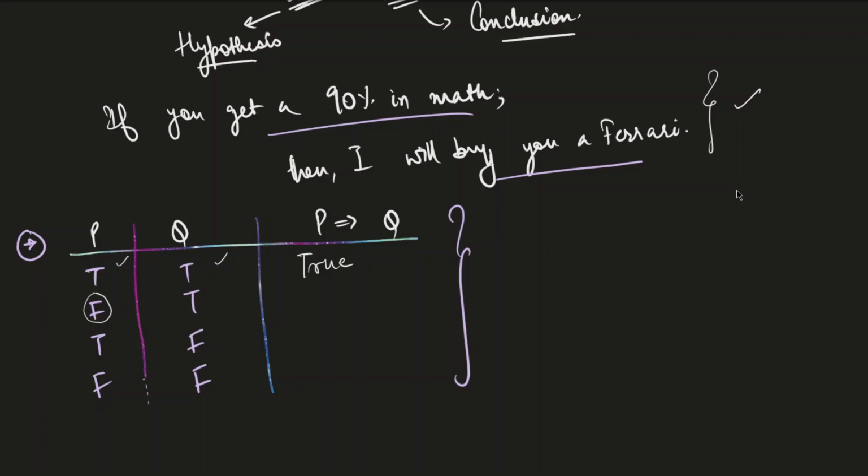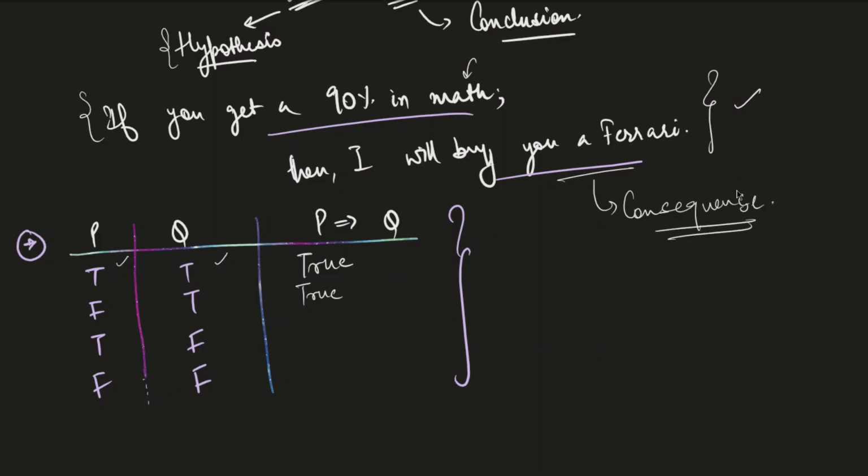If you don't get the 90% but I still buy you the Ferrari, the promise never actually happens because the hypothesis does not happen. So this is always going to be a true statement, because it's never actually dependent on what the conclusion is. It says if; the emphasis is on the if. So if something doesn't already happen, there will be no conclusion based on it. The consequence does not occur.